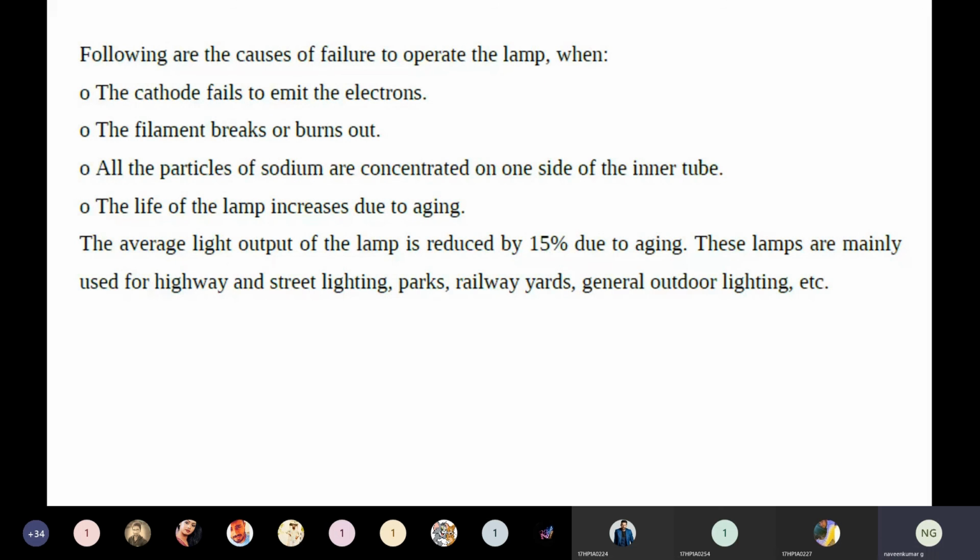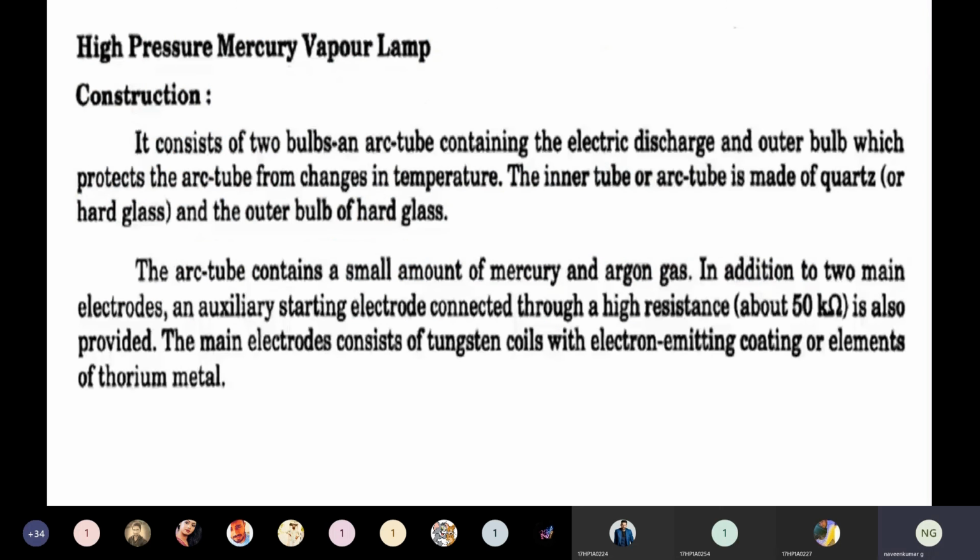Okay, so all these have led to modern day lighting, that is LED lighting. These lamps were mainly used in earlier days for highway lighting, street lighting, parks, railway yards, general outdoor lighting, etc. Nowadays, all these particular lamps are no longer used. We have replaced these lamps with LEDs. So this is about your sodium vapor lamp.